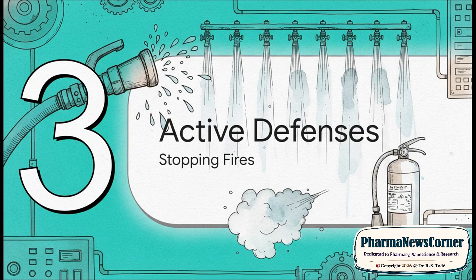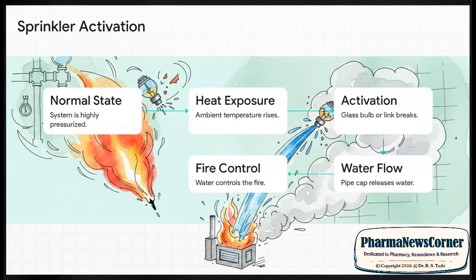All right, Section 3, stopping fires with active defense systems. When a fire actually breaks out, this is the physical arsenal that's designed to fight back. Let's walk through the life cycle of a sprinkler head. You know how in Hollywood movies someone pulls a fire alarm and suddenly every single sprinkler in the entire building goes off at once, soaking everything? Yeah, totally a myth. Sprinklers are actually brilliant, highly localized little machines. Under normal conditions, the system is fully pressurized.